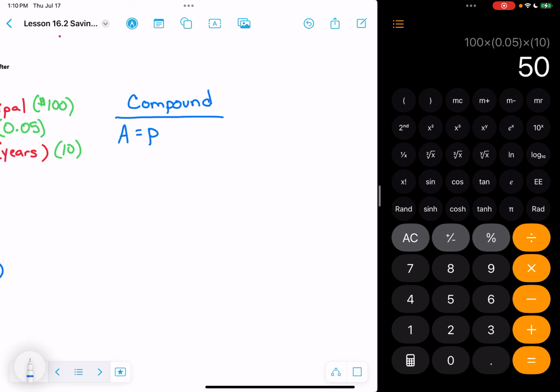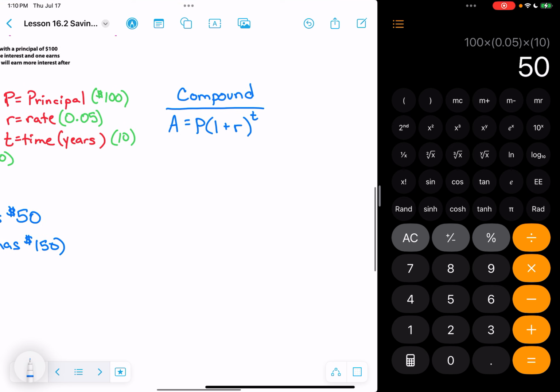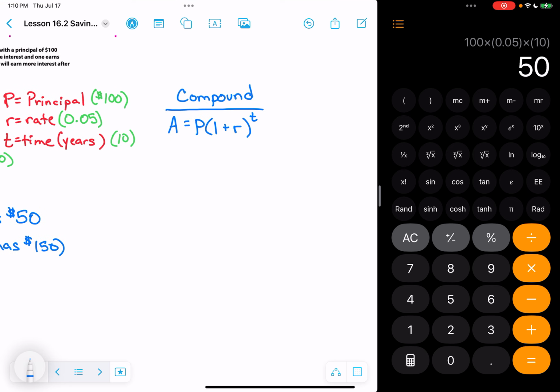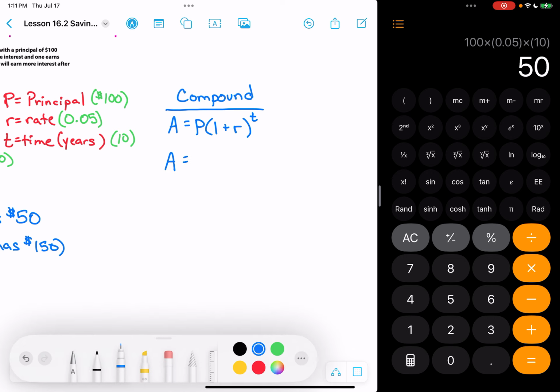Now it still uses the principal. It's P times 1 plus the rate, close parentheses, raised to the t power. So it still uses P, R, and T, but in a slightly different format here. And it does not give us just the interest, it gives us the total amount in the account. We're still going to do our substitution here.